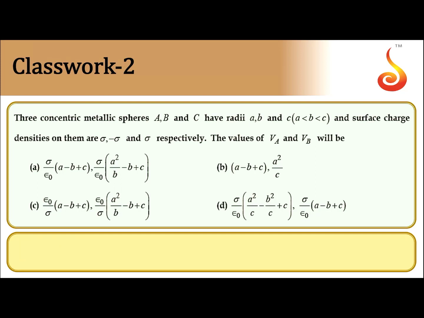Example 2. Three concentric metallic spheres A, B, C have radii a, b and c, and a is of course less than b, less than c, and the surface charge densities on them are sigma, minus sigma and sigma respectively. The values of VA and VB, potentials of A and B, are?